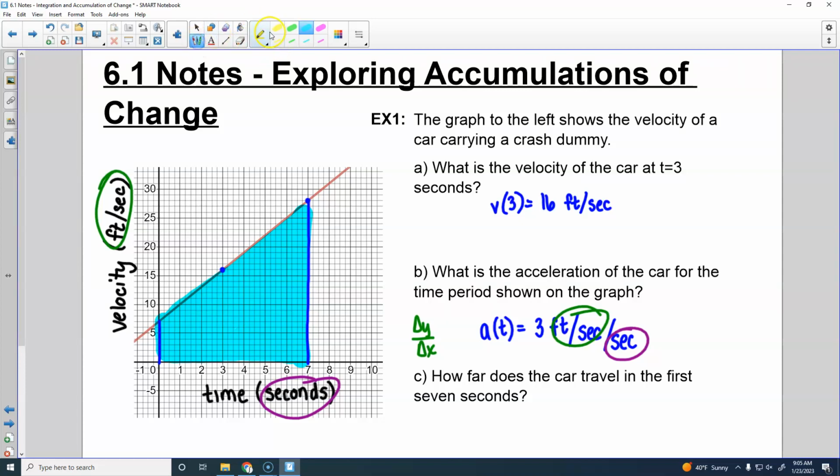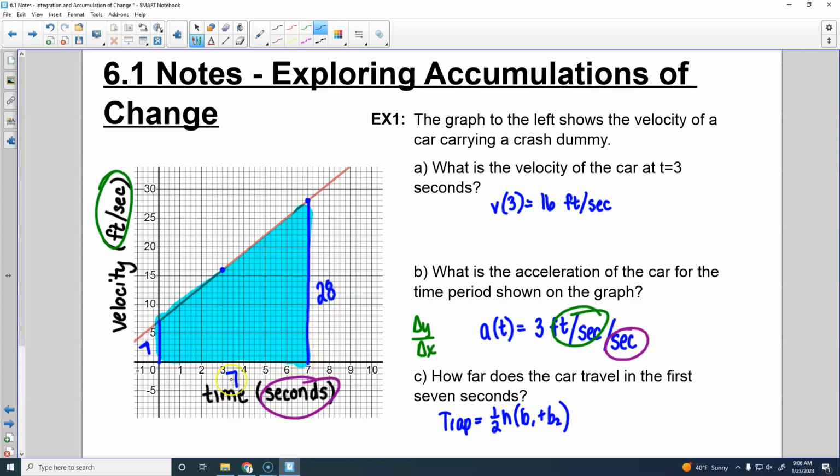Thankfully, this is something we can figure out because we have shapes we can use here, right? It's up to you how you want to do it. To do it all in one, this is a trapezoid that you have here. Area of a trapezoid is 1/2 height times base 1 plus base 2. So if you do it that way, the length of this side right here is 7. The length of this side right here is 28. And the length of this side right here is 7.